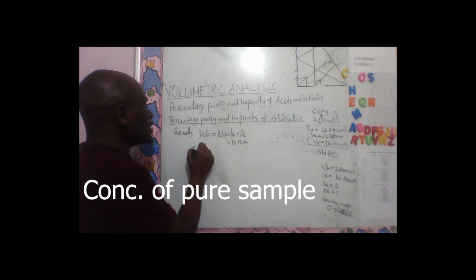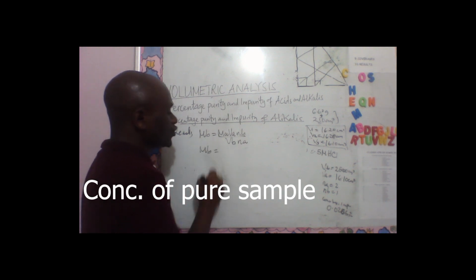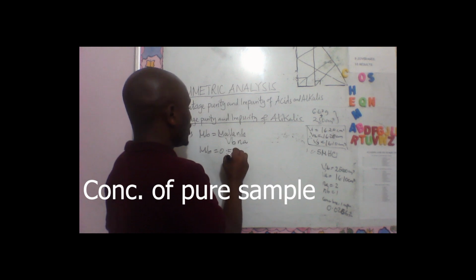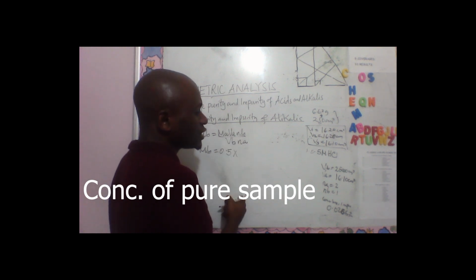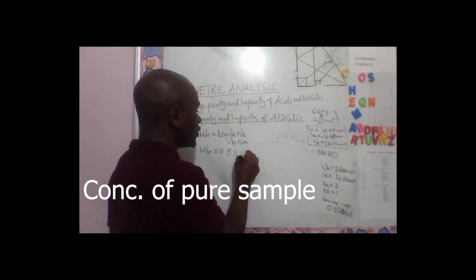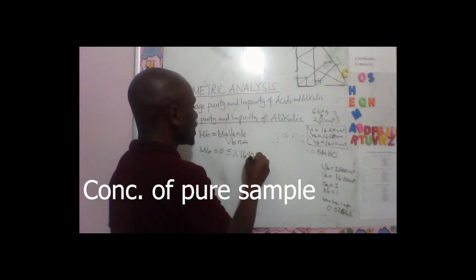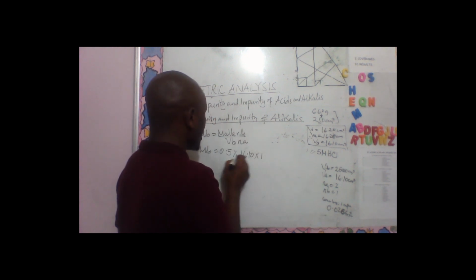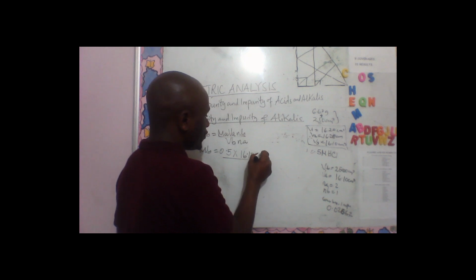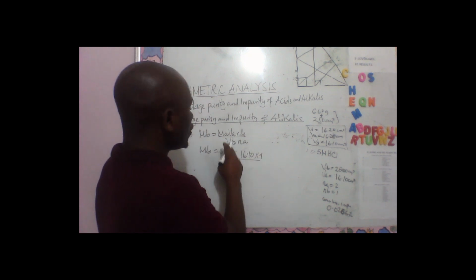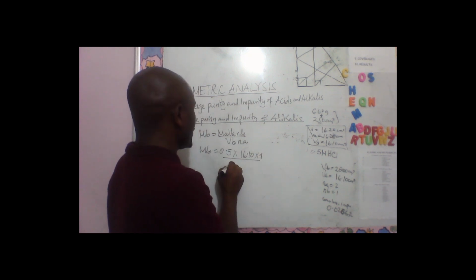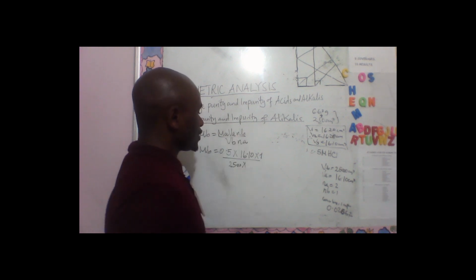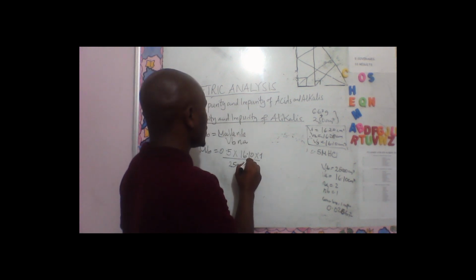So molarity of base is equal to 0.5 times volume of acid, which is 16.10, times number of base, which is 1, over volume of base, which is 25 centimeter cube, times number of acid, which is 2.